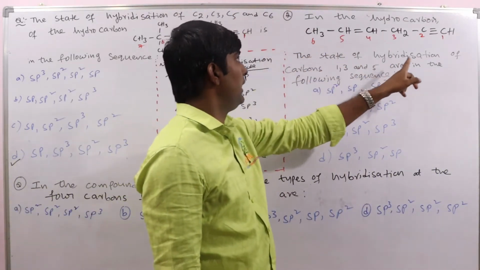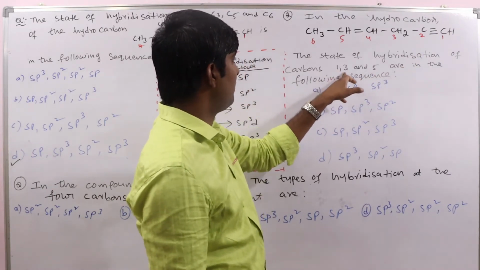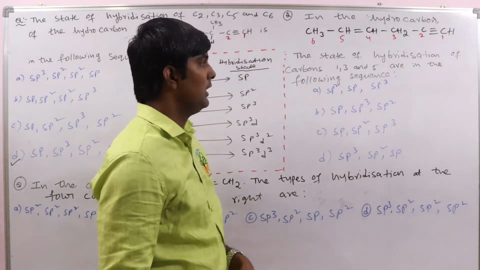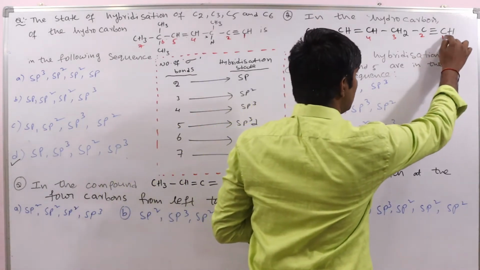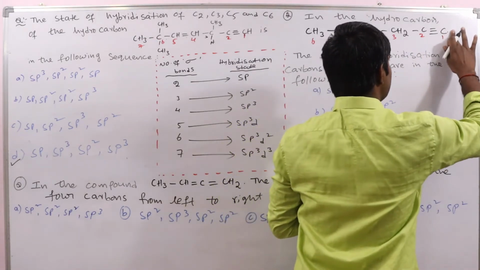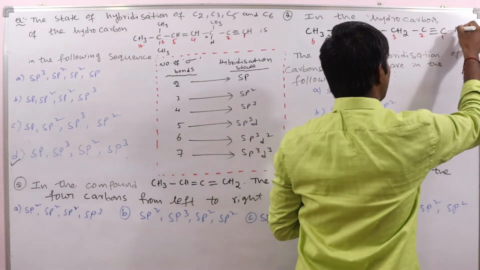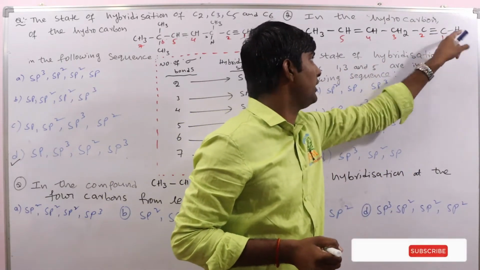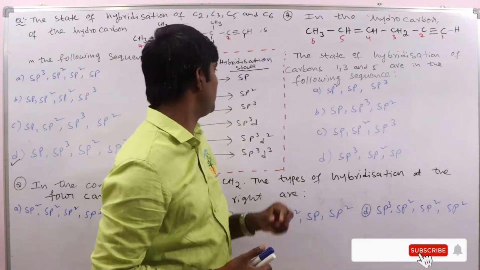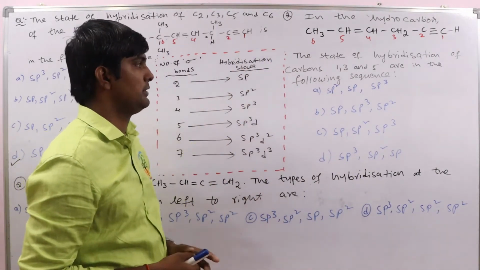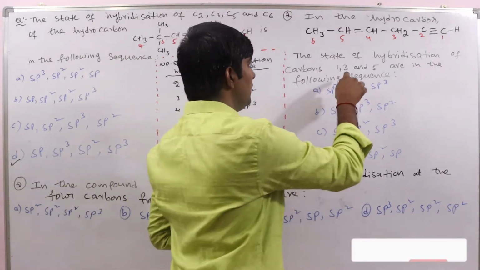So here, at which carbons do we have to identify? 1, 3 and 5. At the first carbon, this carbon has one sigma bond here, and this is also another sigma bond. CH bond is a sigma bond. So 1, 2. At the first carbon, only 2 hybrid orbitals are there. So what is the hybridization state of the first carbon? sp.